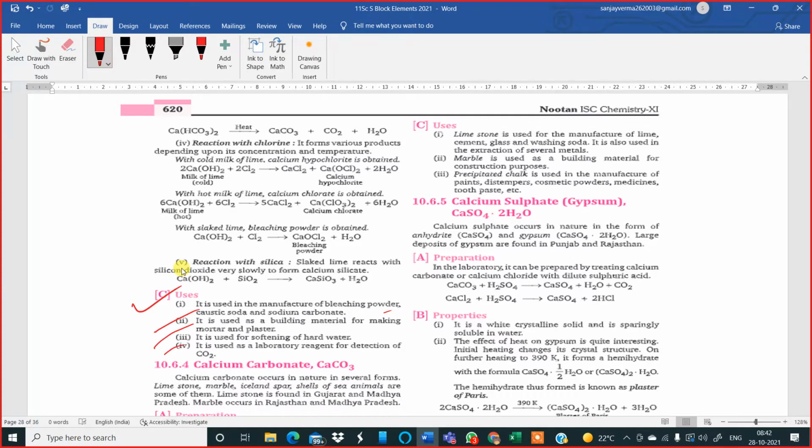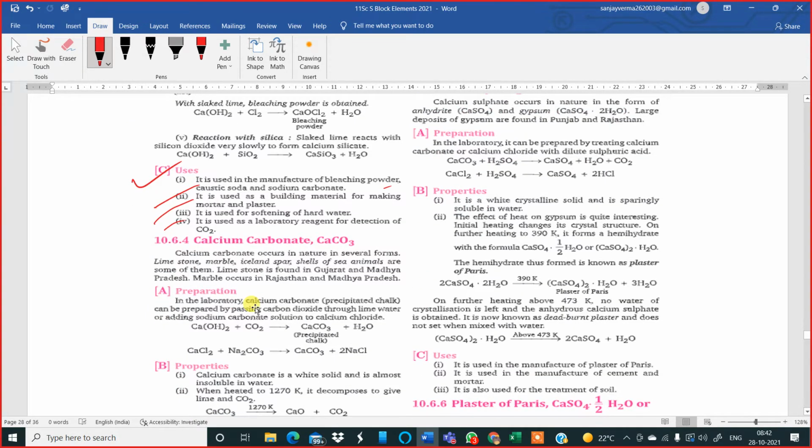Now, after that, the next compound which is there in the syllabus is calcium carbonate, CaCO3. For calcium carbonate, the preparation from calcium hydroxide and uses only is there. To prepare calcium carbonate in the laboratory, precipitated chalk can be prepared by passing carbon dioxide through lime water or adding sodium carbonate solution to calcium chloride. So there are two methods. This is one method, this is another method. So you just follow the first method only, by passing carbon dioxide gas through lime water. The second one is not mentioned in the syllabus, so no need to learn that.